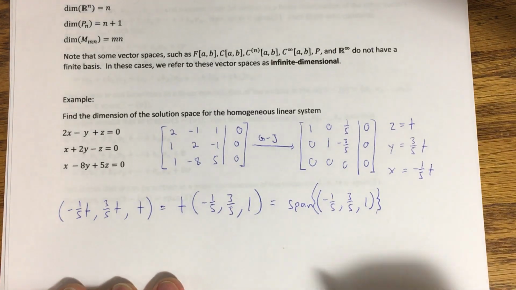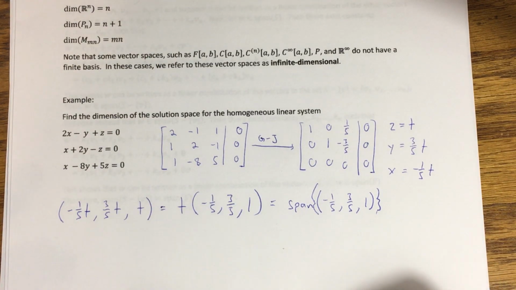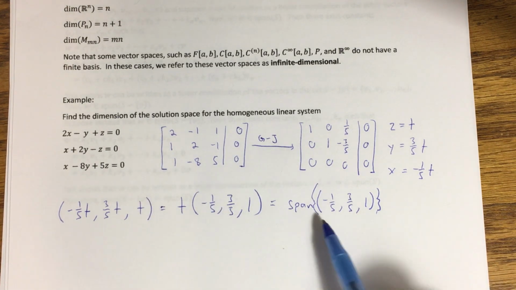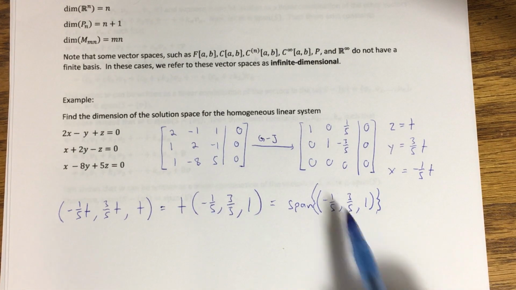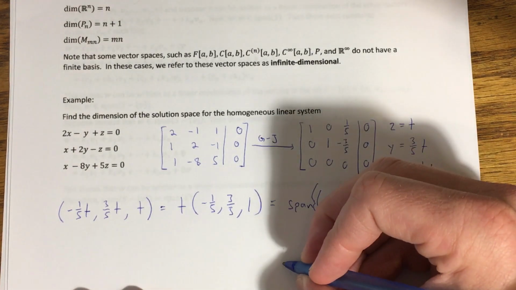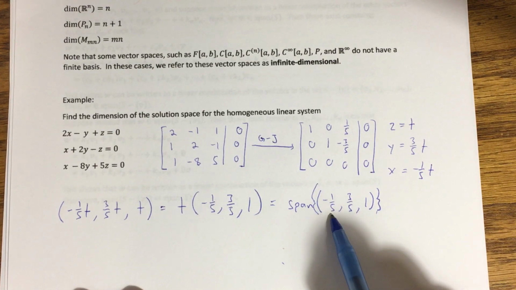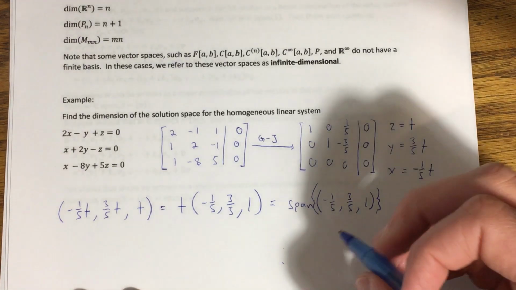Okay, and we've seen that sets containing only one vector are linearly independent by default. So the span here, the set containing this one vector, becomes a basis for our solution space. So the basis that we're looking for is just the set containing the vector -1/5, 3/5, 1. Because there's only one vector in that space, its dimension is 1.